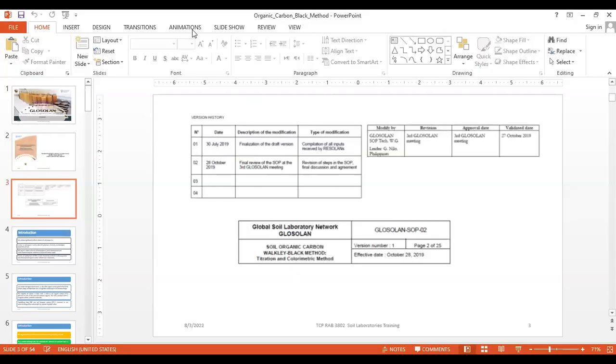So this is an outline or highlight of the main issues of the standard operating procedure for the Walkley and Black method for organic carbon. The floor is yours now.